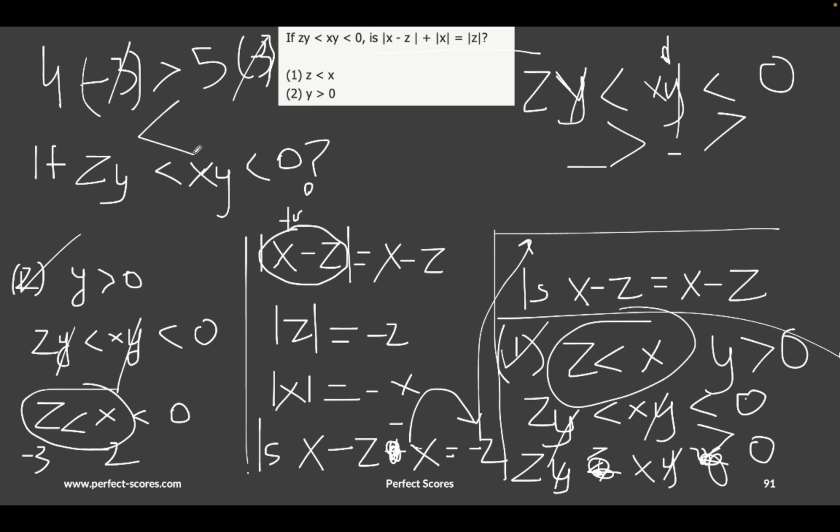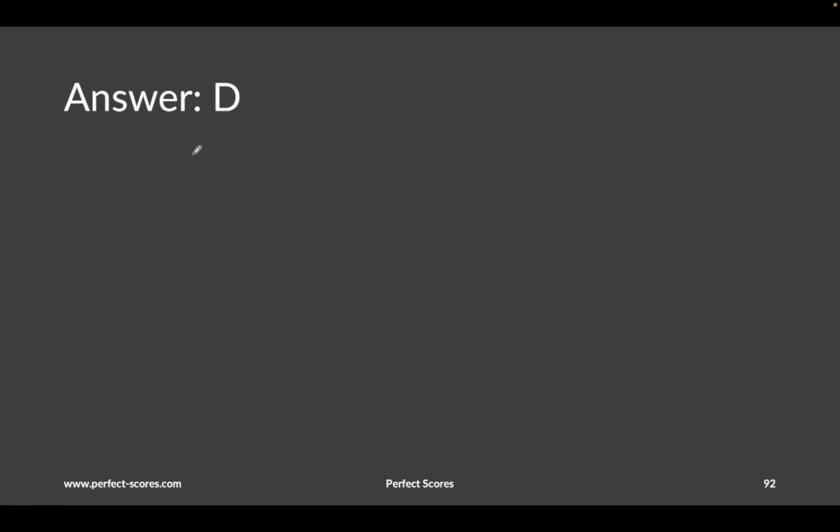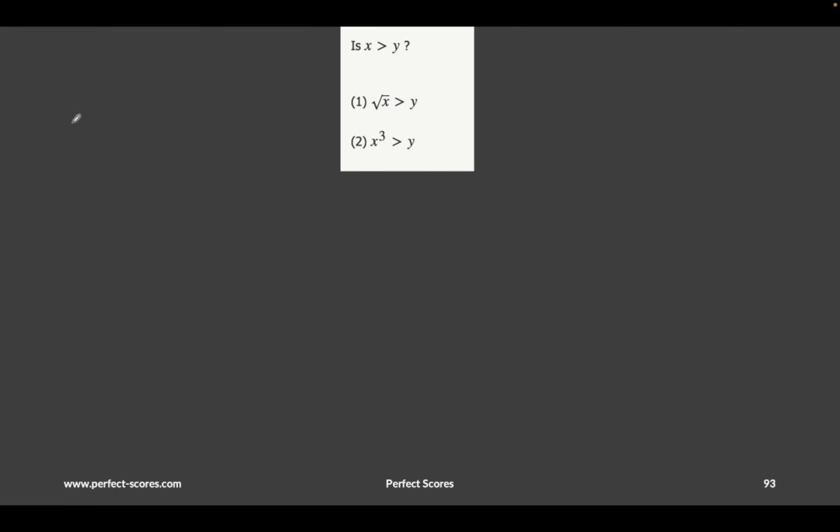So I hope this was helpful, guys. This was a difficult question. So now we'll move on to the next one. Let's look at this question, which says: is x greater than y? That's what the question is asking us.